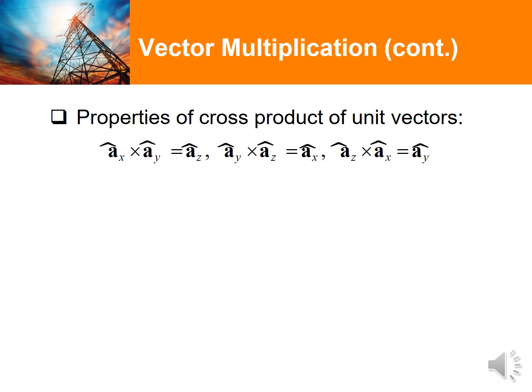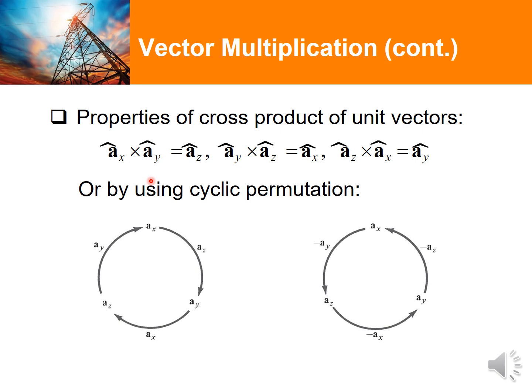When we have two different unit vectors being cross multiplied, the result is a different unit vector that is dissimilar from the two original unit vectors. This can be easily remembered using the cyclic permutation concept as shown on the slide.